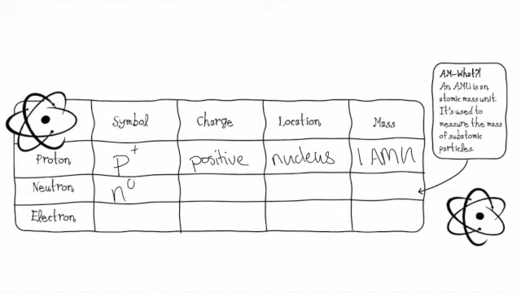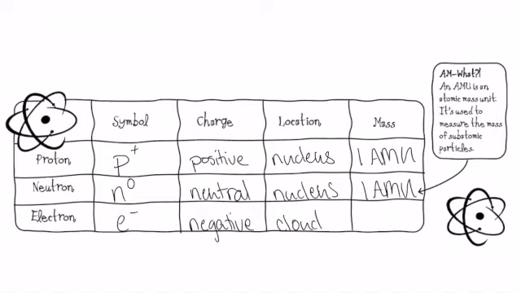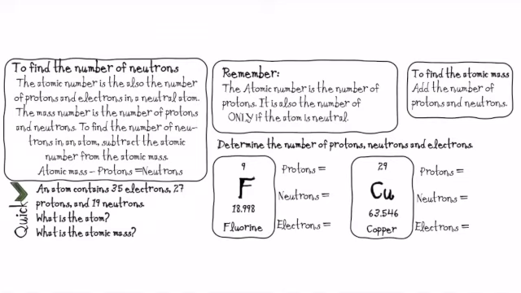A neutron has an N with a superscript 0. It's neutral for the charge. It's also found in the nucleus and also has a mass of 1 AMU. Electrons are an E with a negative. They have a negative charge, and they're found in the cloud. They have a mass of 0.0005 AMU.